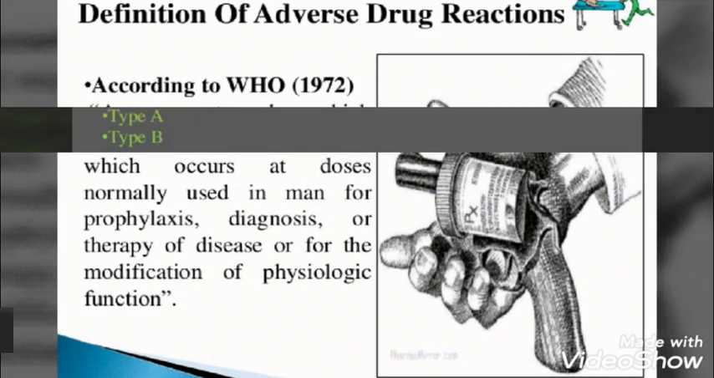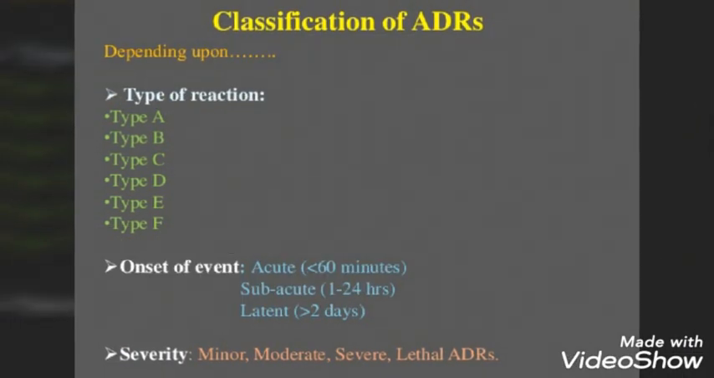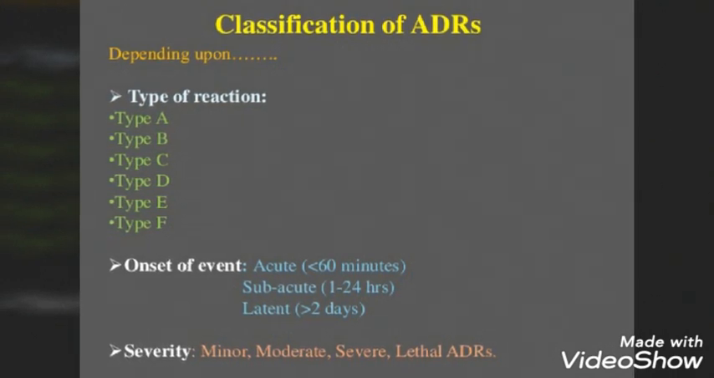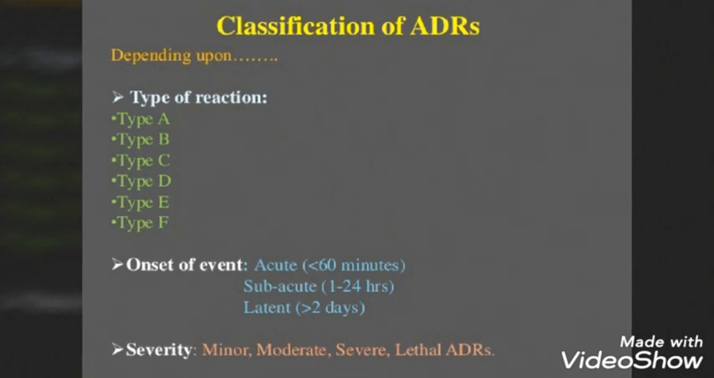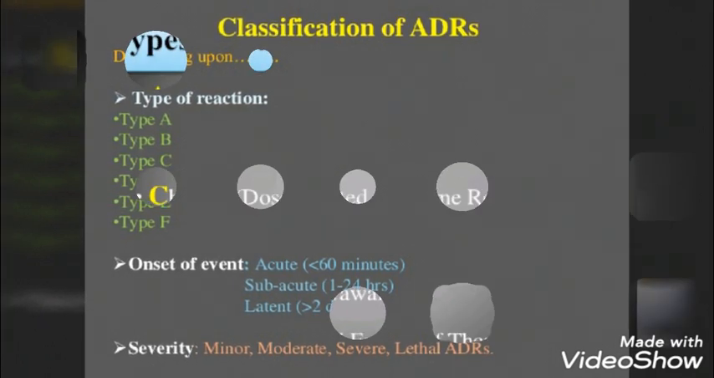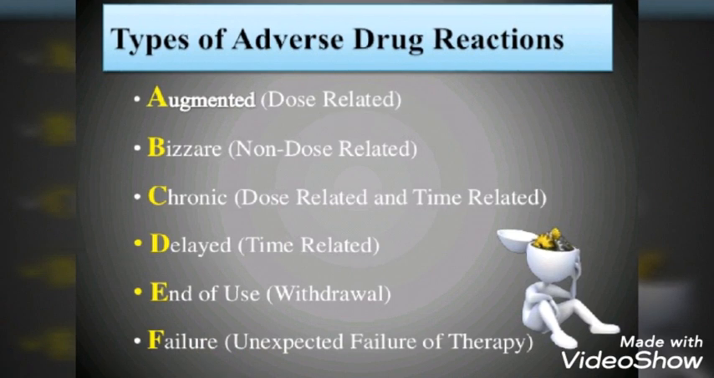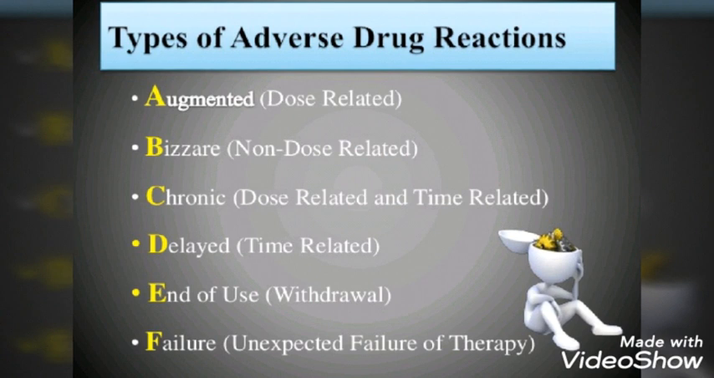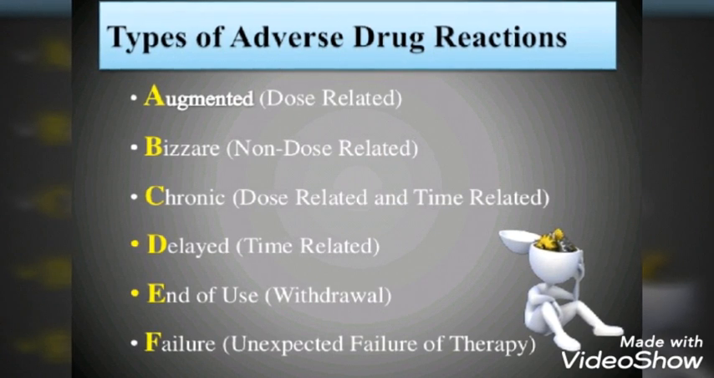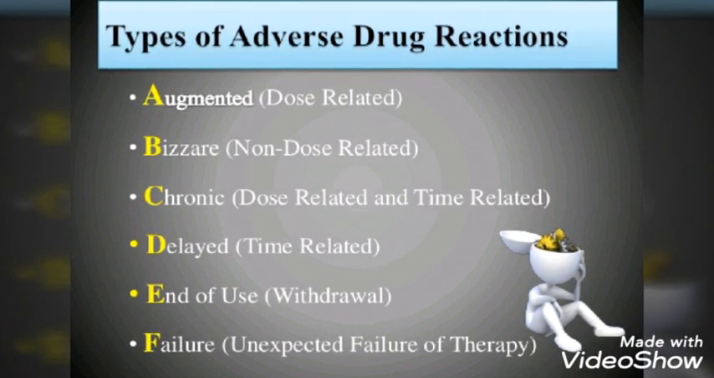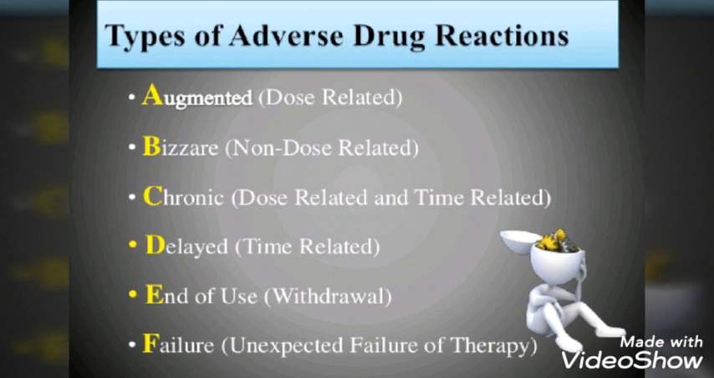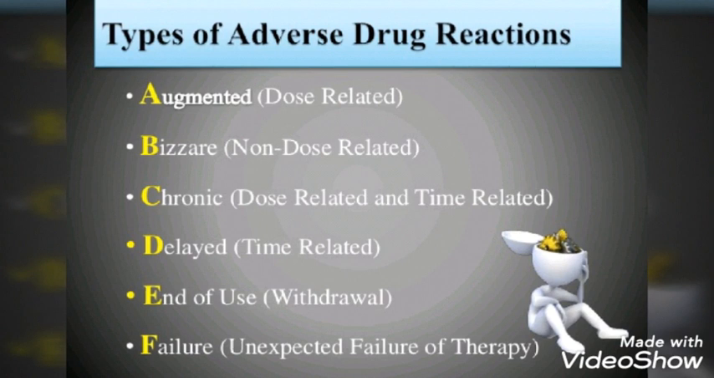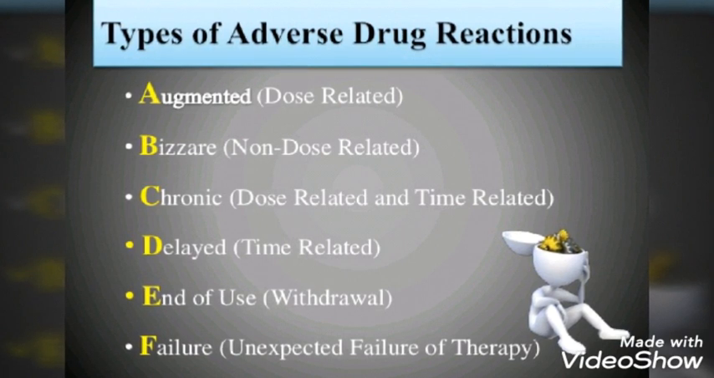So this drug reaction is also classified. It is mainly divided into three groups. These are type of reaction, onset of event and severity. So first we are going to see the types of reactions. These types of reactions are divided into 6 types. These types are type A, that is augmented, type B, that is bizarre, type C, that is chronic, type D, that is delayed, type E, that is end of use, and type F, that is failure.